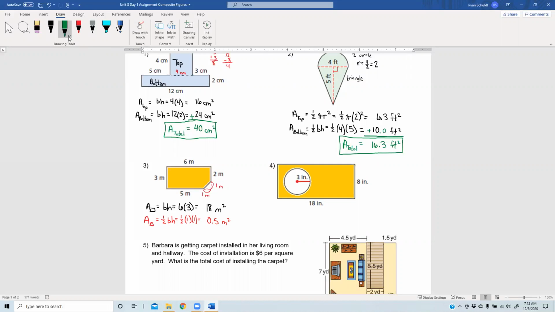Now we're taking that out. And I don't mean taking it out on a date either. We're subtracting it. So the total area that's shaded is 18 minus 0.5. So that's going to be 17.5 meters squared.